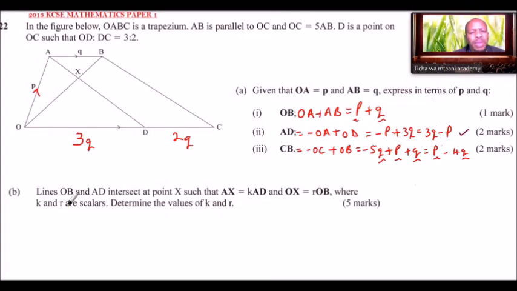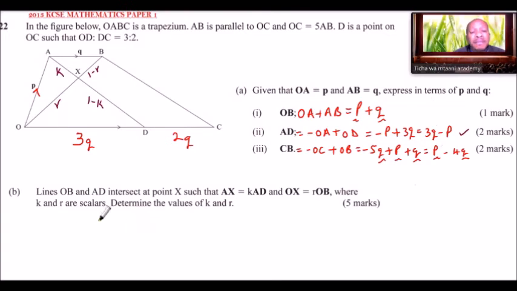So to be able to do this, let's first of all put the necessary information. We are told AX is equal to KAD. So we can put our K here, and this is 1 minus K. That is to say, AX is a fraction of AD. So if we say, for example, K is a third, then this will be 1 minus a third, which is 2 thirds. That's just an example. And then we have ROB, so OX is equal to R, and here we have 1 minus R.